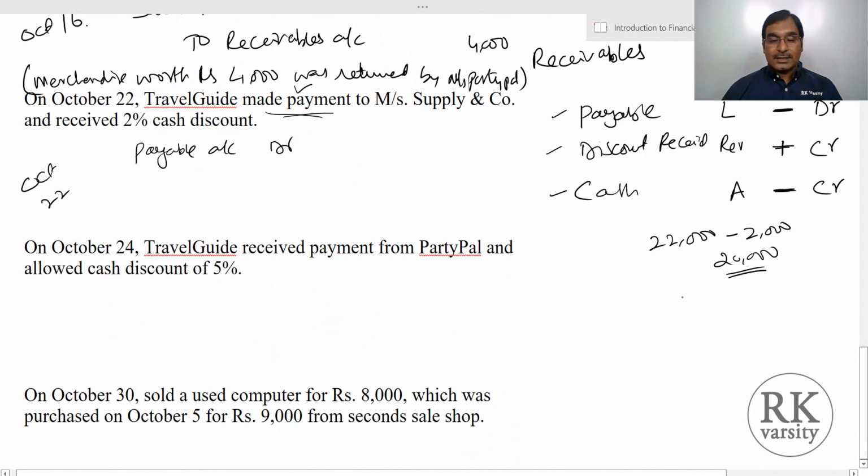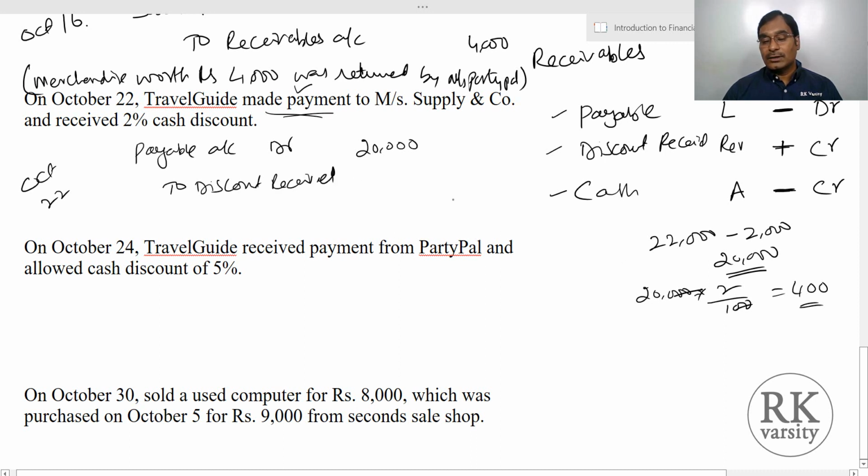Now on this, how much discount are we receiving? 2% is the cash discount. So that is 20,000 into 2 by 100. So this comes to 400, which is the cash discount. Now in the payable account, debtor is the total amount, that is the 20,000 to be paid, and one is the discount received. How much discount did you receive? 400 rupees. Then how much cash did you pay?